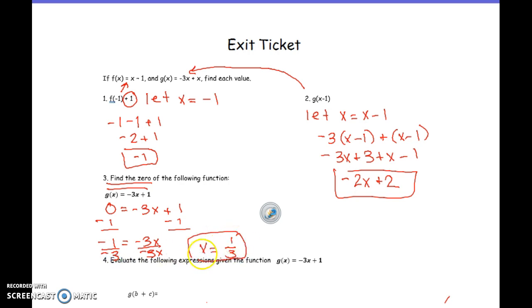And the final example looks weird, but g of b plus c, we're just going to let our x be equal to b plus c. Every place we see an x, we're going to put in b plus c. So it's going to be negative 3 times b plus c, but then we need to add 1. We're going to distribute and simplify. So there's our final answer.